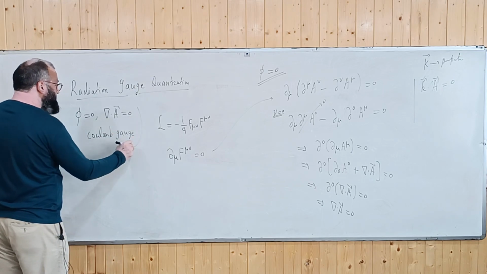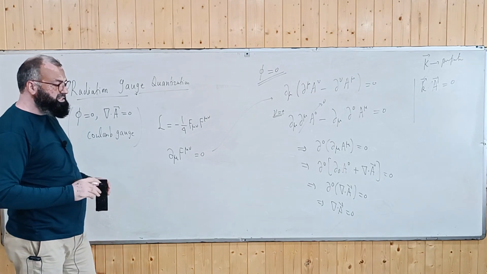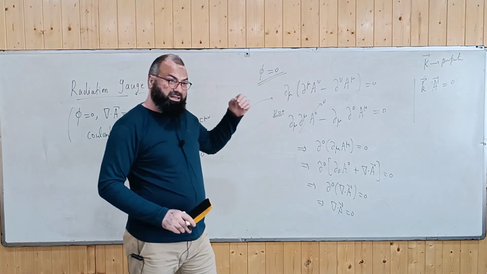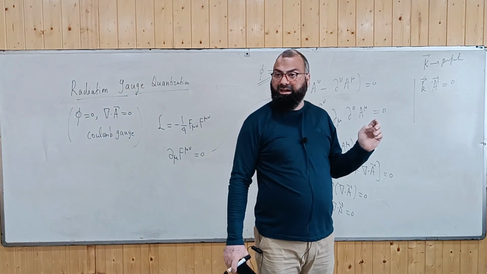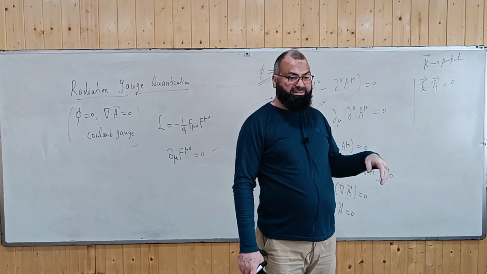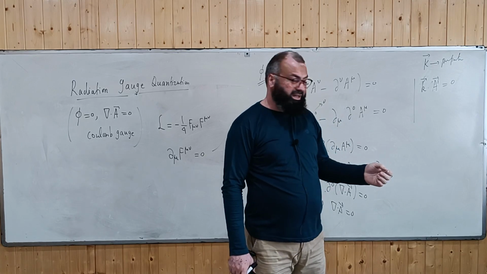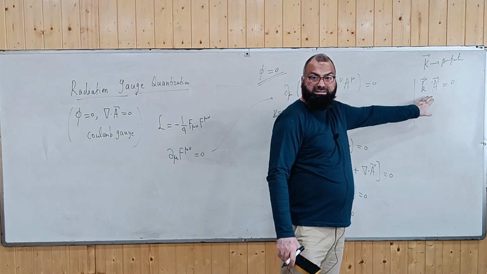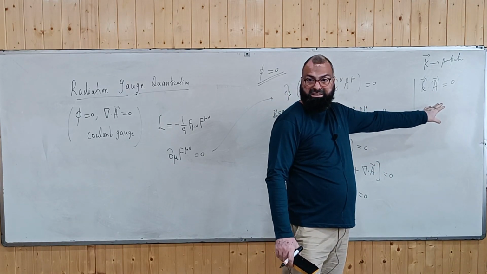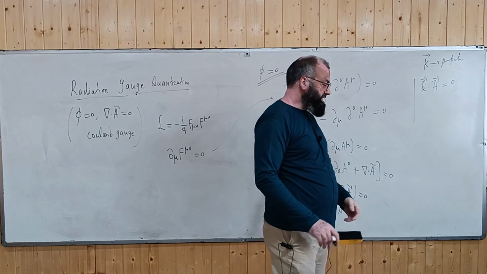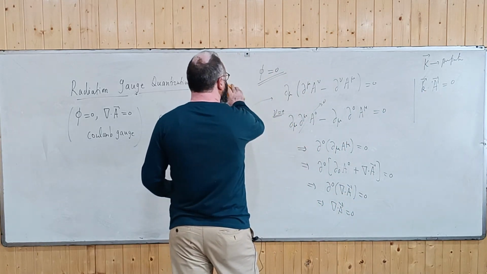Radiation gauge: can you tell me why we call this a radiation gauge? Because when you have radiation, a simple electromagnetic wave emanating from a certain source, or in the vacuum, what does it satisfy? It always satisfies the transversality condition. Clear? So that's why we call it the radiation gauge.